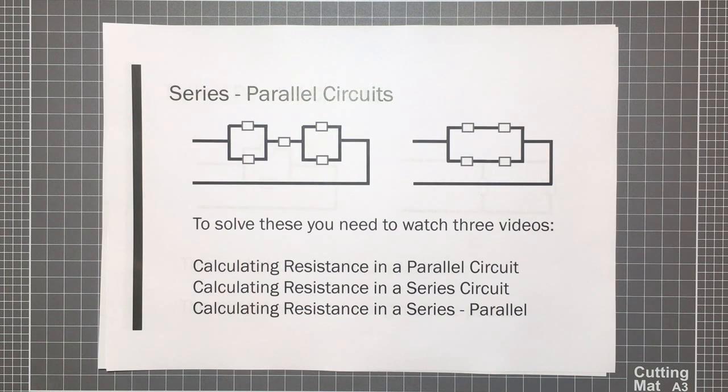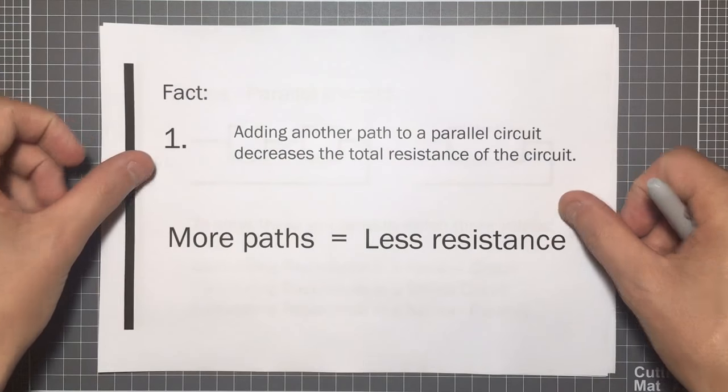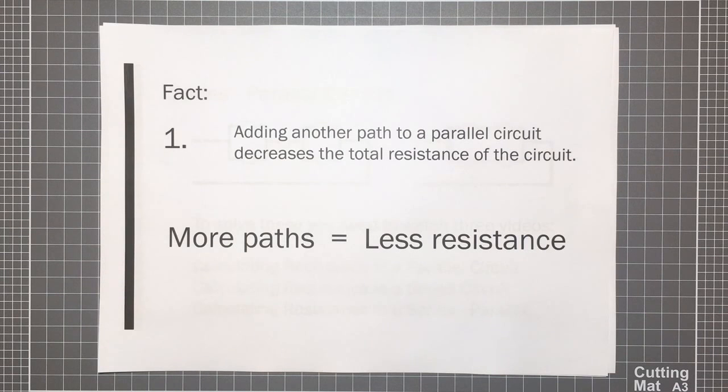Alright, so let's start off with a couple of facts. Fact number 1, adding another path to a parallel circuit decreases the total resistance of the circuit. Adding another path to a circuit, and you're normally going to put a resistor in that path. Normally another path has a resistor in it. But adding another path to a parallel circuit decreases the total resistance. It's easier for current to get through. So more paths equals less resistance. Nice and easy. Let's move on to number 2.